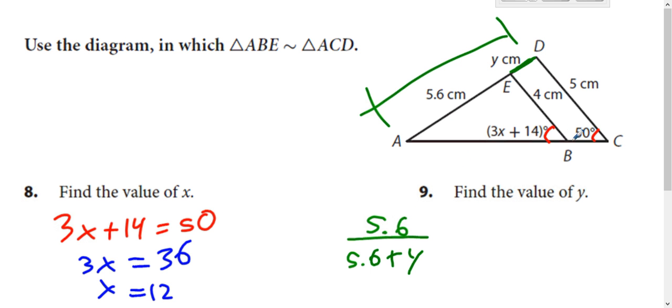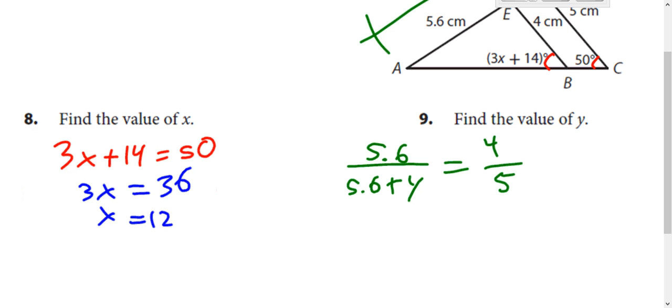And then we did small triangle first, so we're going to do the small triangle first this time, 4 centimeters over the big triangle. We don't need to add anything this time because it's only the one segment. DC, the entire length there is 5. So we have our proportion. We just have to cross multiply and solve now.